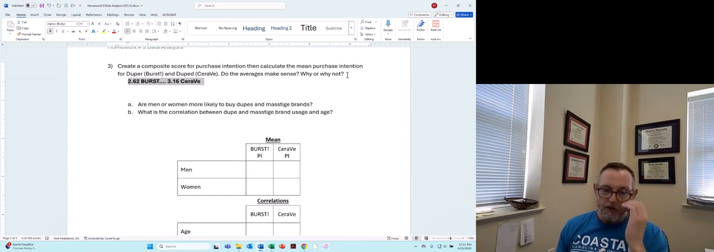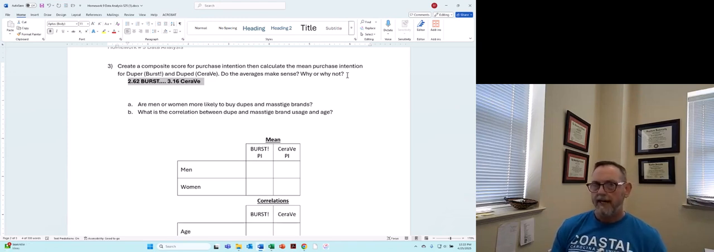Well, Burst is a dupe. It's less fancy. It's relatively unknown. People don't know the brand. There's no brand equity, no brand knowledge associated with it. CeraVe is more well known, it's better quality, it's better established. You'd probably expect people to buy that well-known brand more readily than the other.